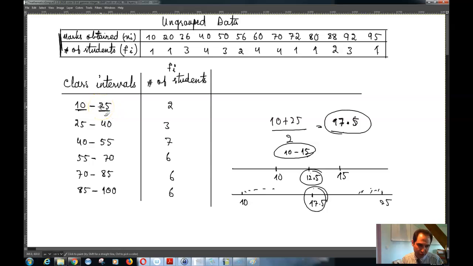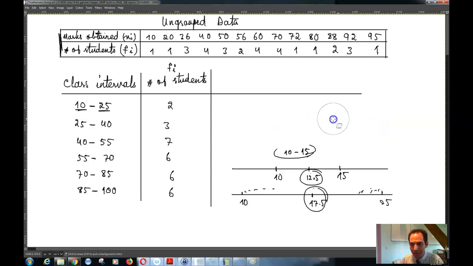The higher the precision and accuracy that you want in your calculation, the lower has to be the size of your class intervals, basically. But of course, at the same time, you would get more work to do, because you would have more classes to deal with to come to the final conclusion. So that is basically that.